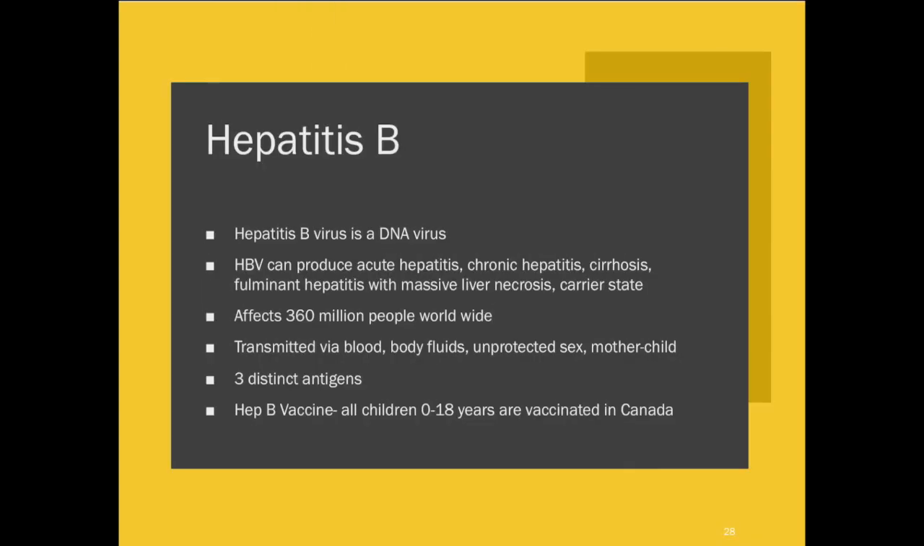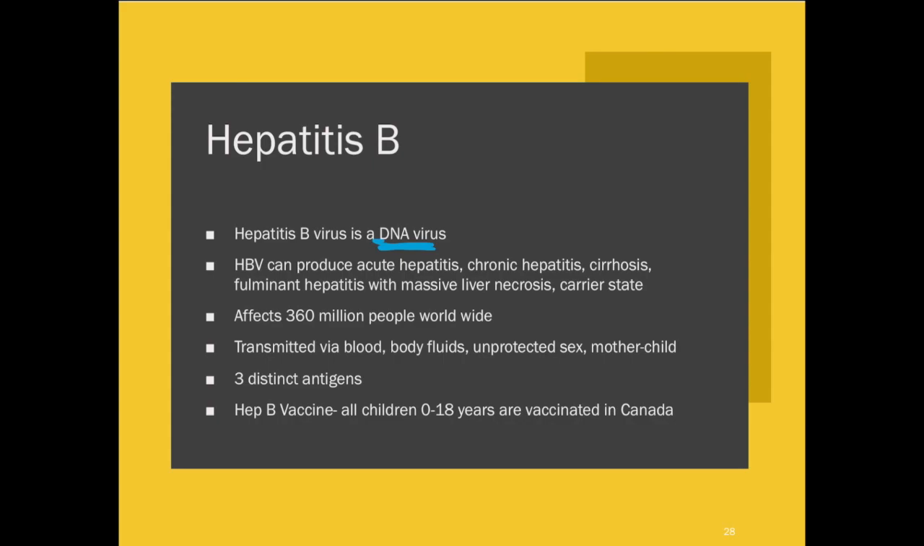And then hepatitis B. Hepatitis B is a DNA virus, okay? It's not fecal oral. The only way you get it is through body fluids, so sex, sharing a needle, something like that, or mother to child. Hepatitis B can be acute or chronic. It can cause cirrhosis. It can cause fulminant hepatitis with massive liver necrosis. Hepatitis B, you can actually be a carrier without having symptoms.